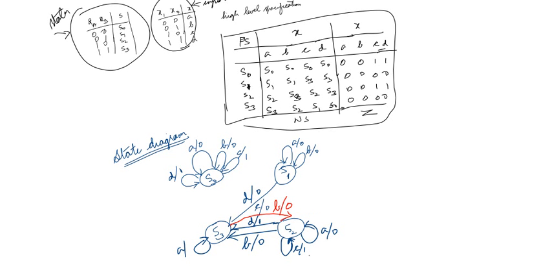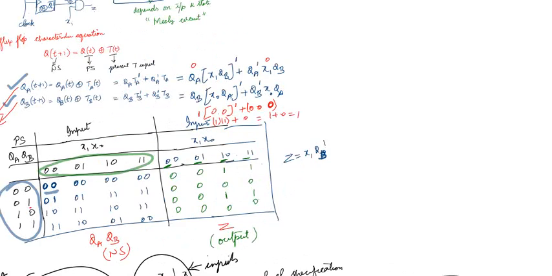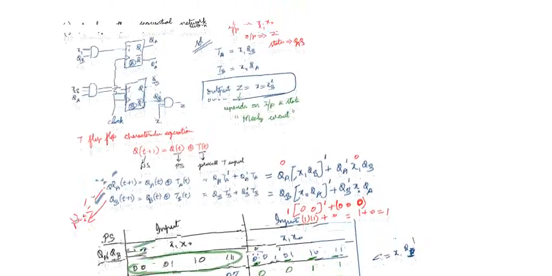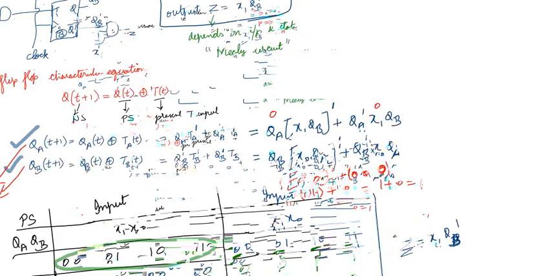Similarly, we are in the state S3. When the input is C, we go to the state S1 with the output for C. What is the output? It is 0. Right? So we are in the state S3. When the input is D, we go to S0. Output is 0. So this is the state diagram. Okay. So what we have done is we have analyzed the given sequential network.